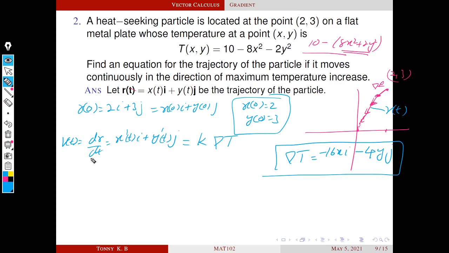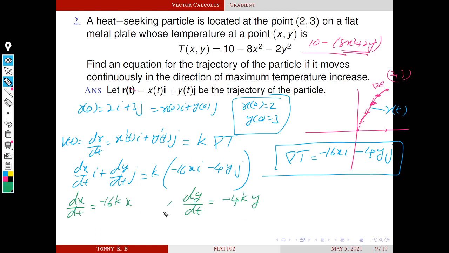So this becomes dx/dt i plus dy/dt j equals k times our gradient, which is minus 16x i minus 4y j. By comparing the terms of i and j, we get two differential equations. dx/dt is equal to minus 16kx, and comparing the coefficient of j, we get dy/dt equal to minus 4ky.